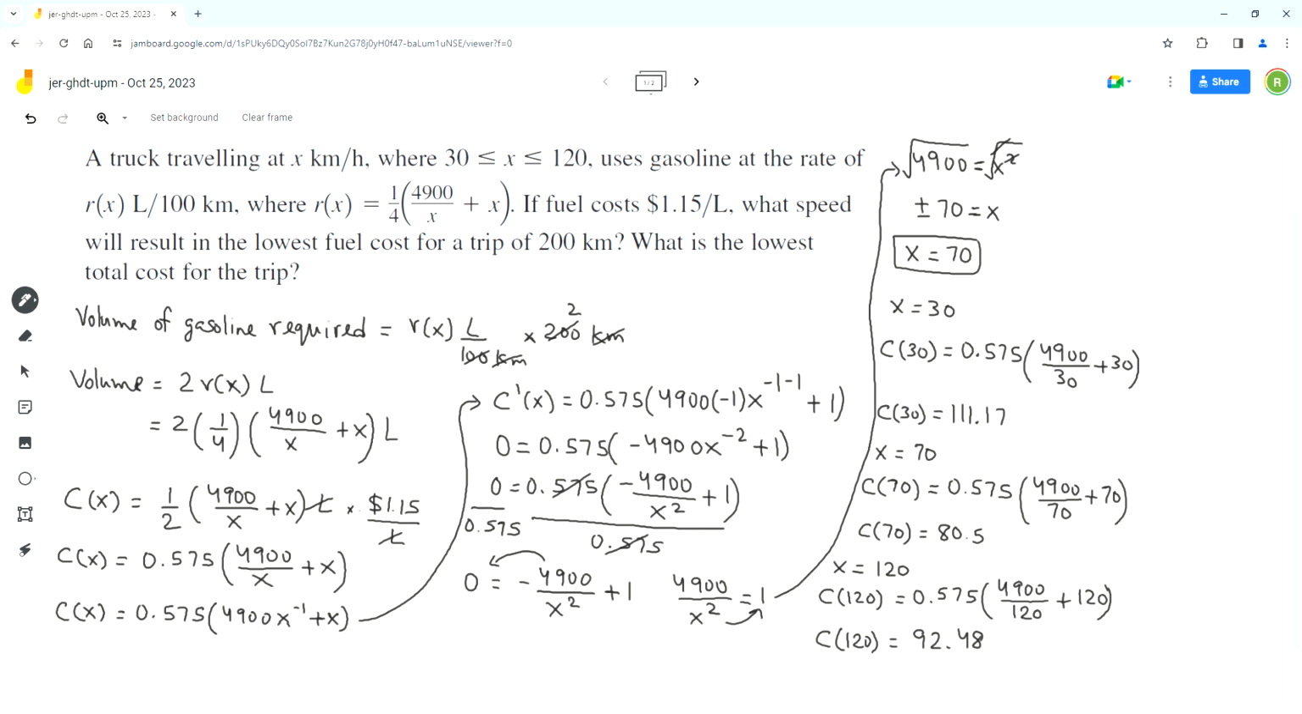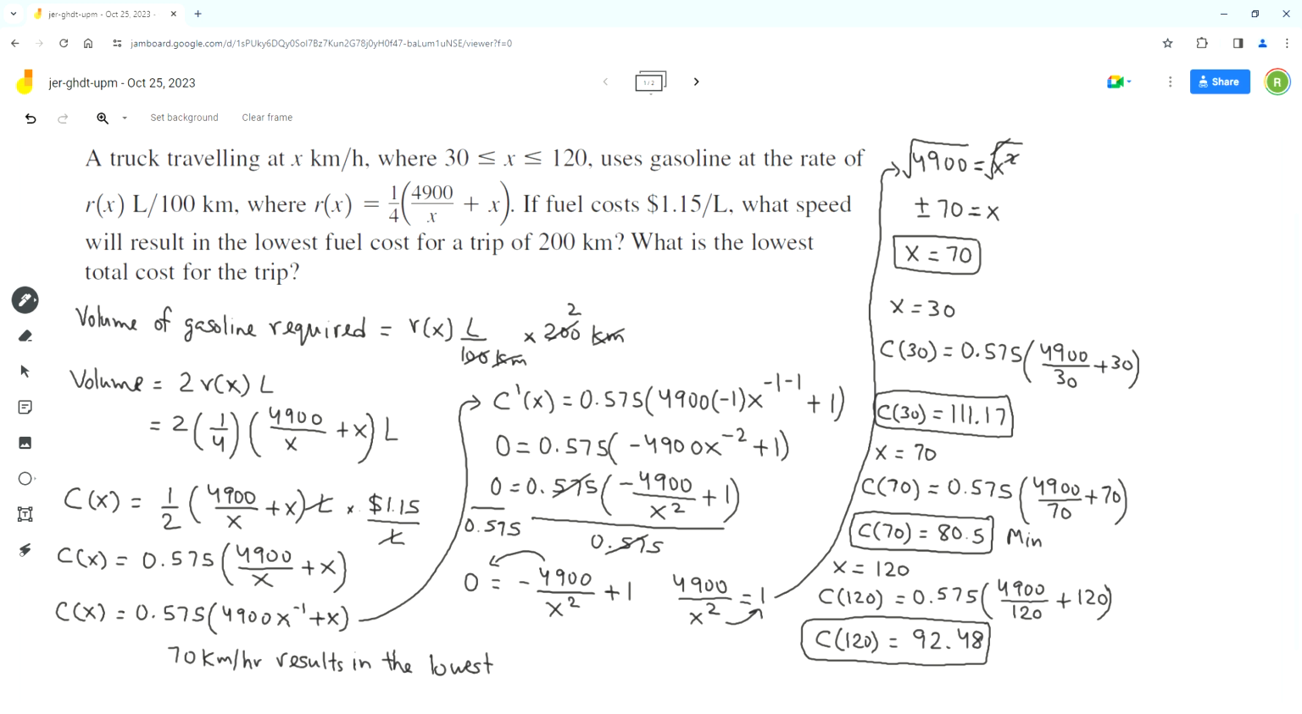So these are the three costs we have to compare. So the first one is at x equals 30, so C at 30, and then C at 70, and then C at 120. Now the first question is, what speed will result in the lowest fuel cost for a trip of 200 kilometers? And that is 70. So this results in the minimum value. So we can write our answer for this: the speed of 70 kilometers per hour results in the lowest fuel cost. So this is the answer to the first part.